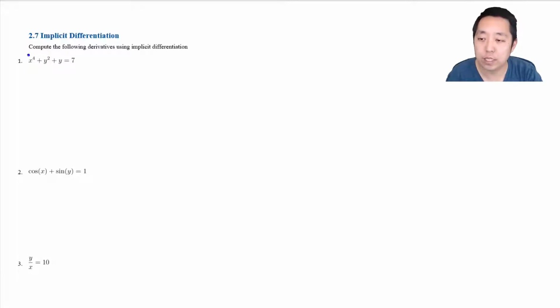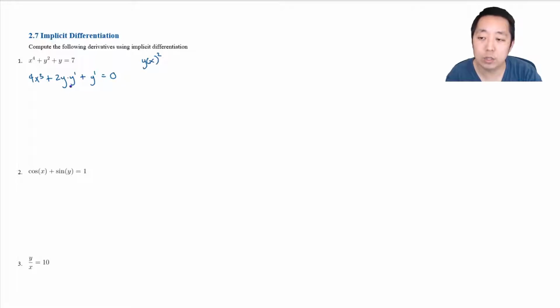Well, the derivative of x to the fourth is 4x cubed by power rule. For the next term, you want to think of y as some function of x, and I'm squaring it. So when I take the derivative of this, it's 2y, by power rule, to the first power, so I don't write the 1. But by chain rule, I have to take the derivative of y, which I write as y prime. You could write it as dy/dx, it doesn't really matter. Plus the derivative of y is y prime, and the derivative of 7 is 0. So I just went through and took the derivative of each piece separately.